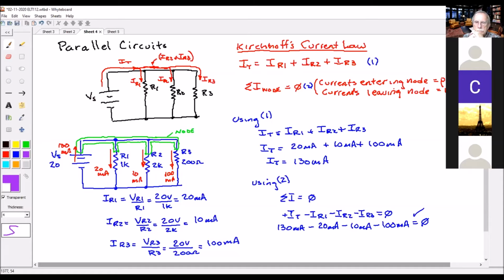So the reason why you put a negative sign in front of them is because they are leaving, you say? Yes, the convention we said up here is that if the current is entering the node, it's positive, and if the current is leaving the node, it's negative. If I flipped positive and negative, you'd still get the same result. But the convention generally accepted is that currents that enter we call positive, currents that leave we call negative. All right, thank you.